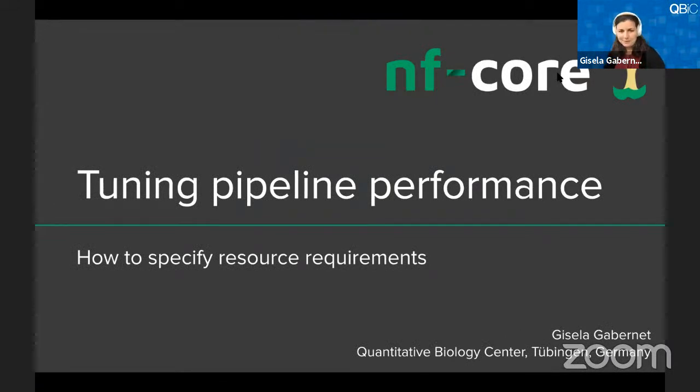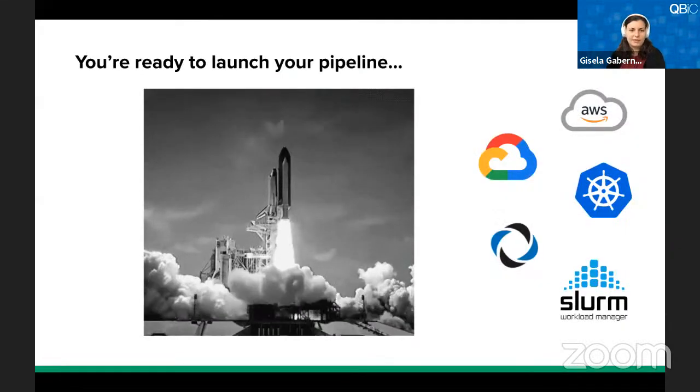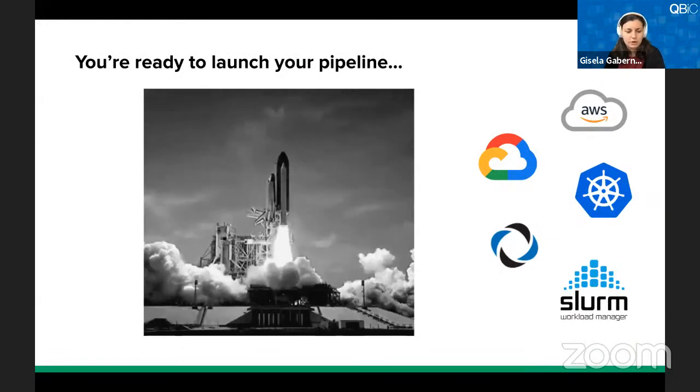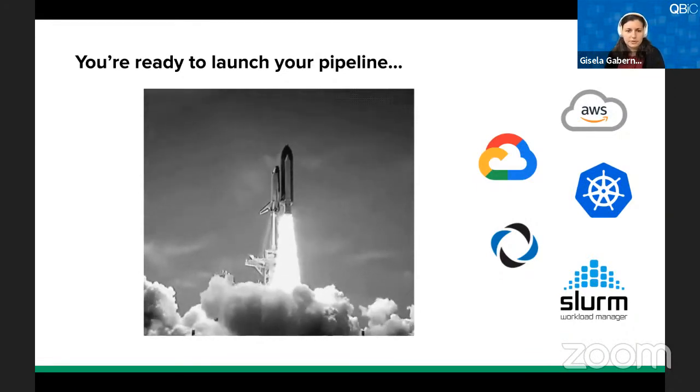Perfect, yes. So as Phil mentioned, I'll talk today about tuning the pipeline performance, or specifically on how to specify the resource requirements for your pipelines. So the background is maybe you're a pipeline developer for a Nextflow pipeline, and maybe you'd like to incorporate your pipeline into NF Core, or maybe you just found a nice NF Core pipeline that you'd like to use for your own data. And you're ready to launch your pipeline, potentially with high amounts of input data to your local cluster infrastructure, or even on commercial cloud infrastructure.